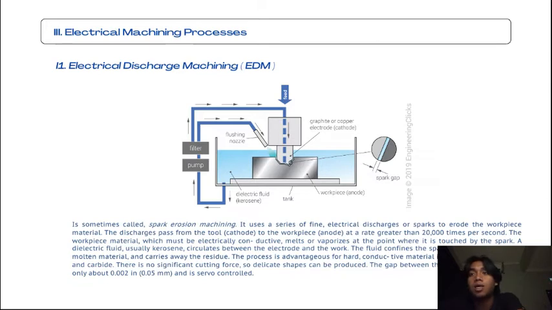There is no significant cutting force, so delicate shapes can be produced. The gap between the electrode and the work is only about 0.05 millimeter, and is servo controlled. There is an overcut equivalent to the length of the spark from the electrode to the work. The cutting rate is slow compared with conventional machining, but is still advantageous for materials too hard or otherwise not easily machined.